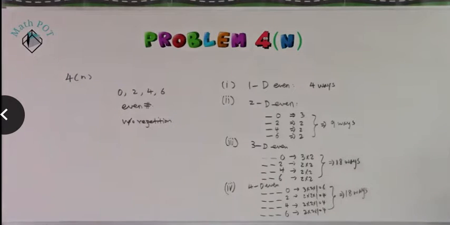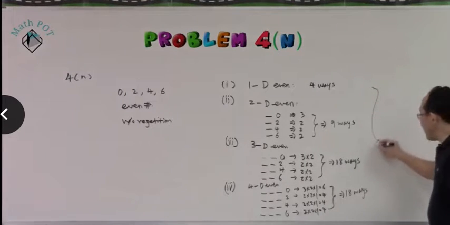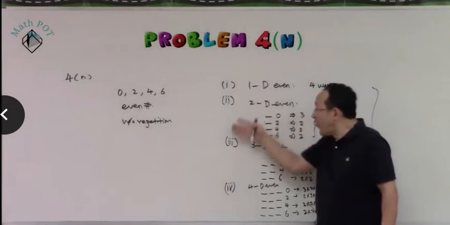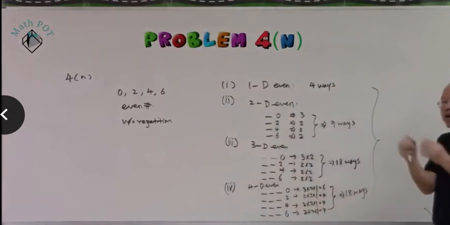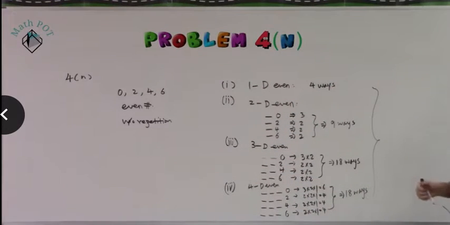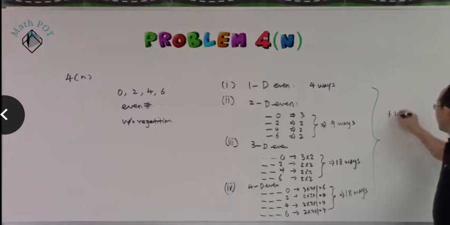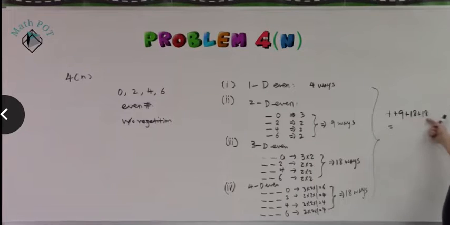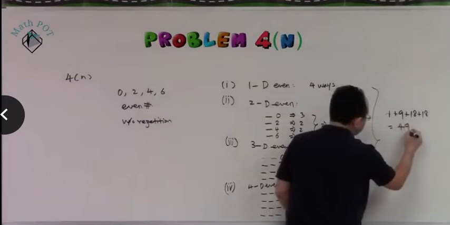So finally, we need to add everything up because what? We broke down this problem into the 4 casework here. So casework follows the principle of addition. Final answer is nothing but 4 plus 9 plus 18 plus 18. Of course, this gives us the final answer, which is nothing but 49.